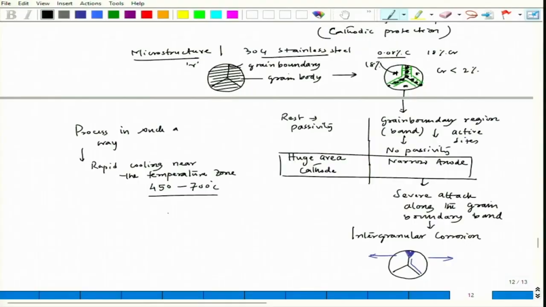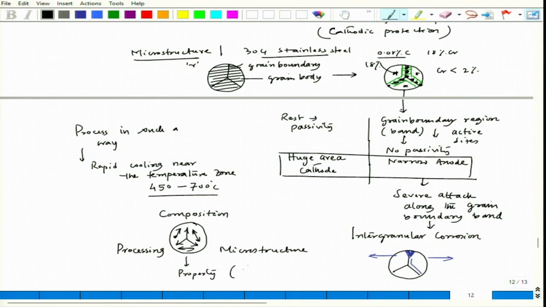So that means we have to know this particular circle: composition, microstructure and processing. So these are internally connected, and in fact they are also connected. So depending on the processing, composition and microstructure, these are all connected, and finally it leads to some property which is nothing but, if we consider only on the basis of corrosion, it will lead to high degree of corrosion resistance.